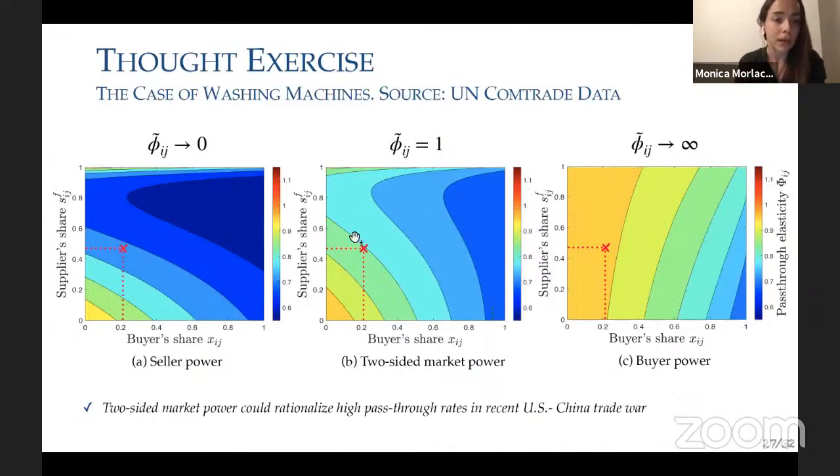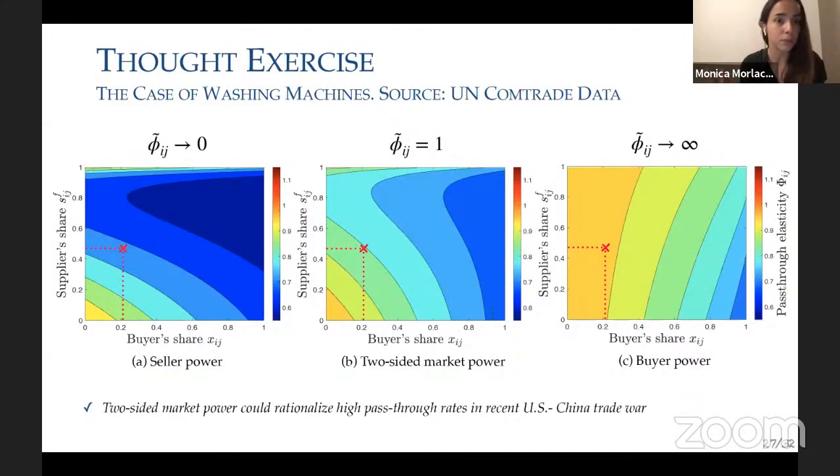Now here, the source of the market share data is UN Comtrade. So it's aggregate data, not market share at the individual firm level. But again, this is just for expositional purposes to tell you where we are going with this framework. In the case of washing machines, what we observe is that the share of China as the supplier to the US of washing machines is about 46%. Conversely, the share of the US as importer of washing machines from China is about 20%.